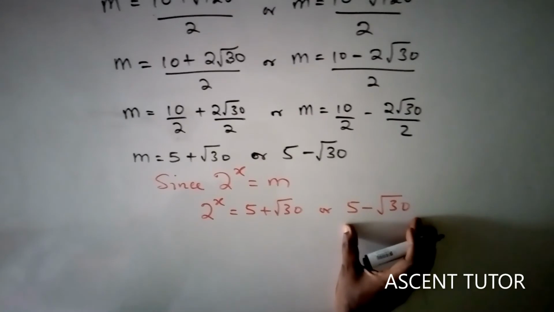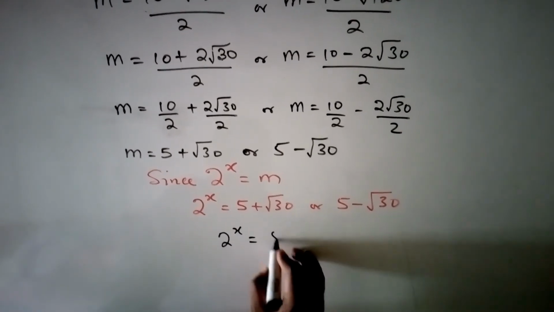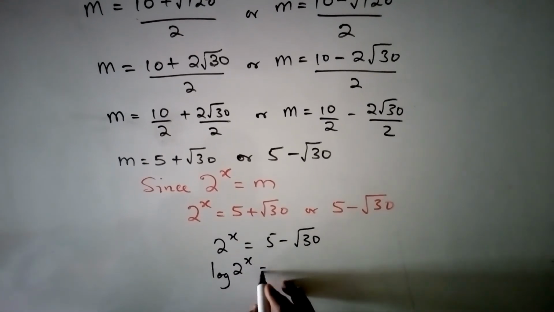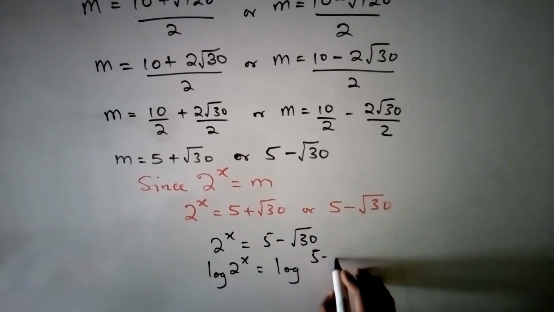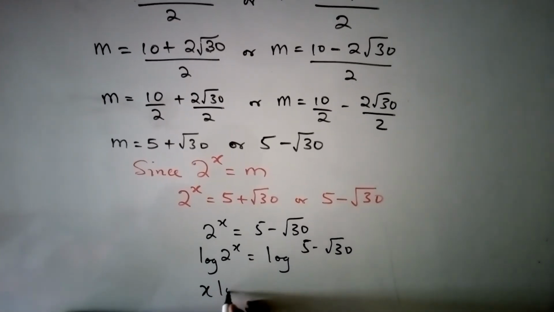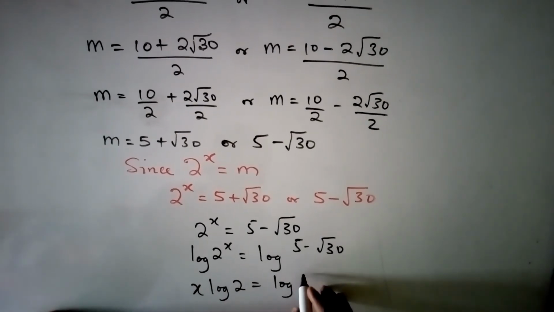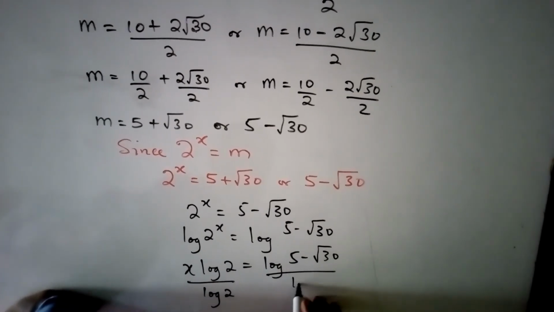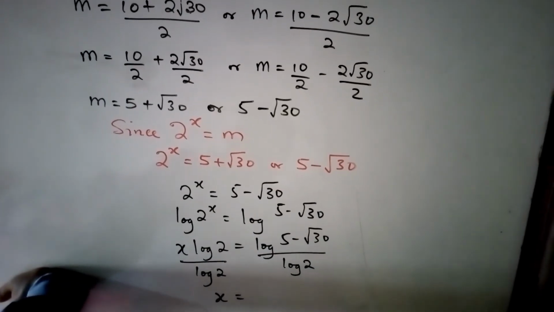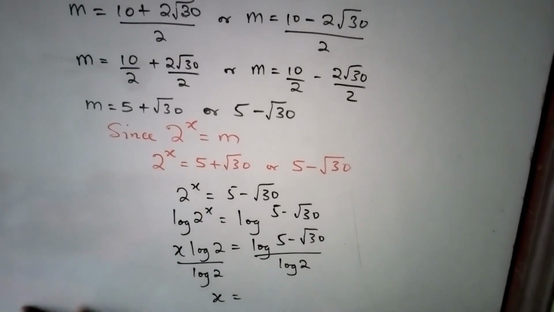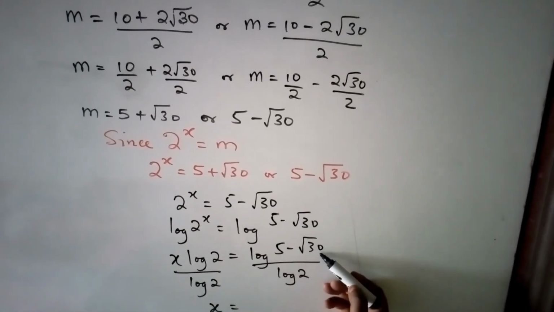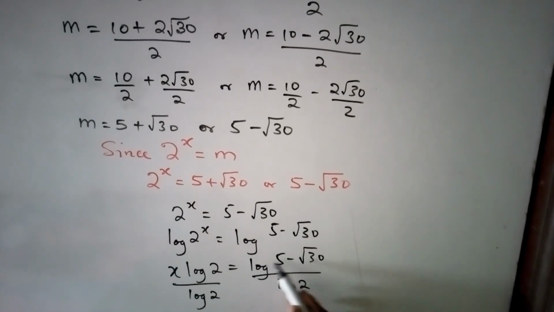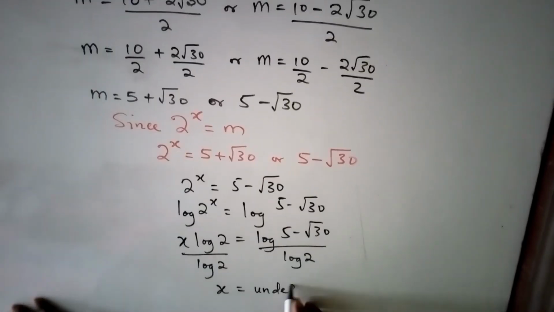Looking at the other side, our 2 to the power x will be equal to 5 minus root of 30, and taking log of both sides, we have log 2 to the power x equals log of 5 minus root of 30. That gives us x log 2 equals log of 5 minus root of 30. We divide through by log 2, and x will give us a value which is undefined. That is because the root 30 will give us a value which is greater than 5. So when you subtract, you get a negative value, and you cannot take the log of a negative number. So this answer is actually undefined.